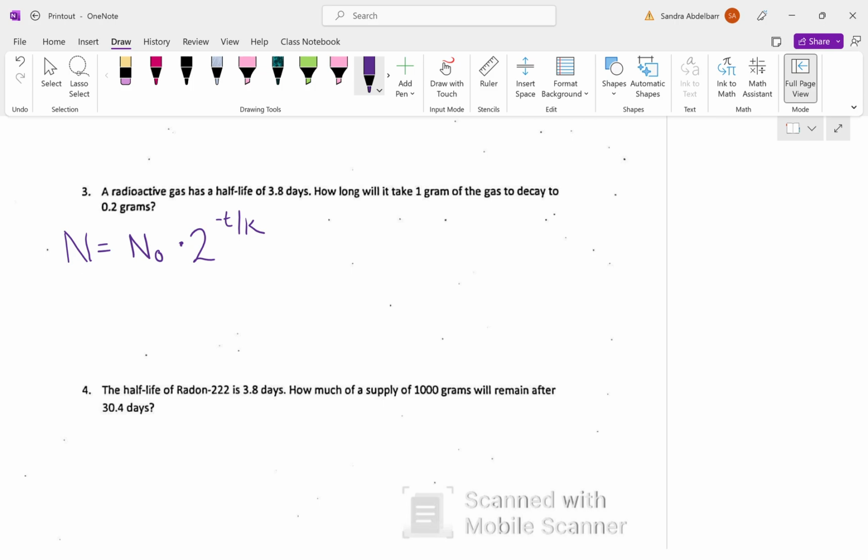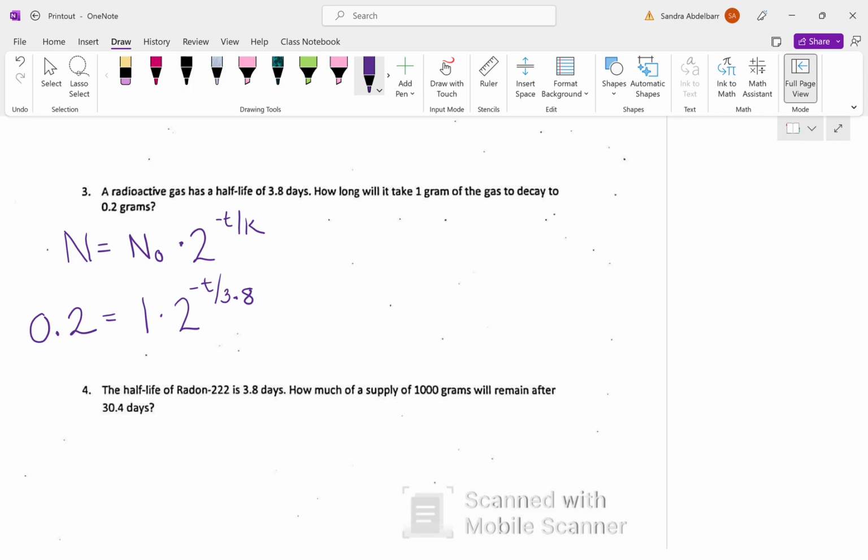So let's plug everything else in. It says our half-life is 3.8. Which variable represents our half-life? In this formula, k represents our half-life. How long will it take 1 gram? What is our 1 gram? So we have 1 times 2 raised to the negative t over 3.8. And what do we want it to decay to? 0.2. So that's our n.